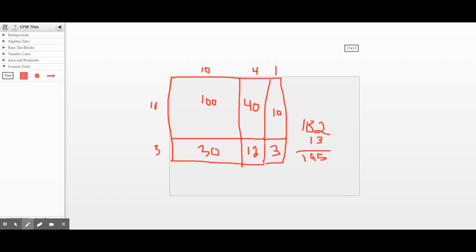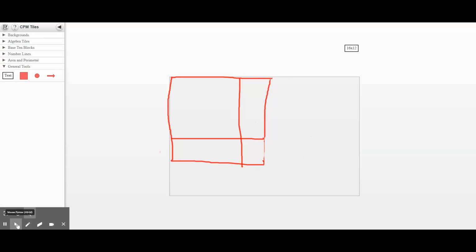If I was starting from scratch, though, solving 15 multiplied by 13, what might that look like? I'll leave that for you to figure out on your own. Here's the next question for you to figure out. 16 multiplied by 12. Go ahead and figure it out, and I'll be here working on an answer.